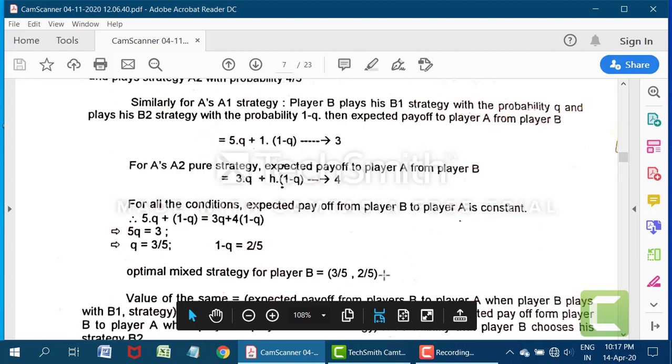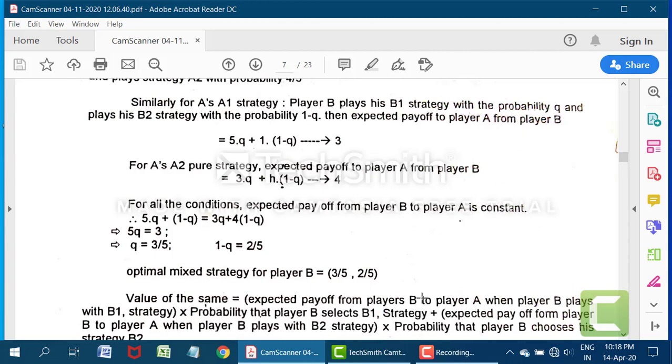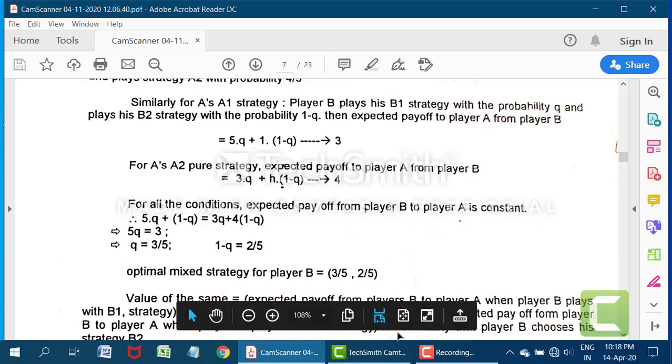Then the value of the game. On the average, what will be the value of the game? What will be the expected payoff on the average to player A if they play a series of games, one after the other? On the average, what will be the expected gain to player A? That is nothing but the value of the game. So the value of the game in these uncertain conditions can be found out like this.